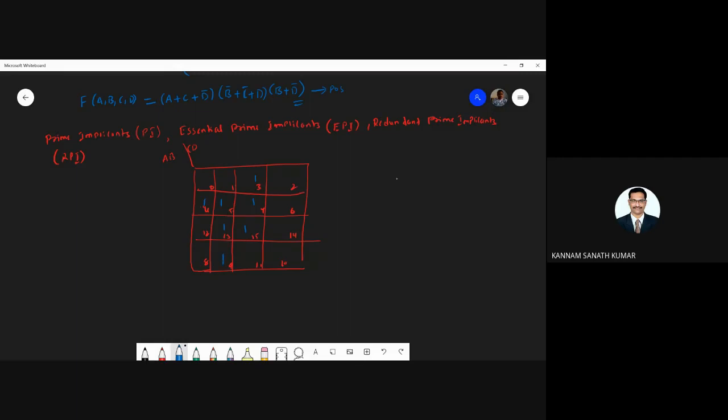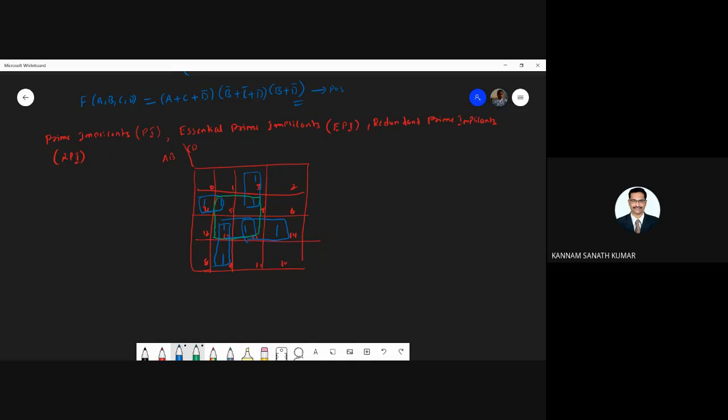So if you see, this makes one pair, this makes one pair, again this makes one pair, and this makes one pair. Sorry, here in 14 also 1 is there. This makes one pair, this makes one pair. So next, this makes one quad, and this makes one quad.